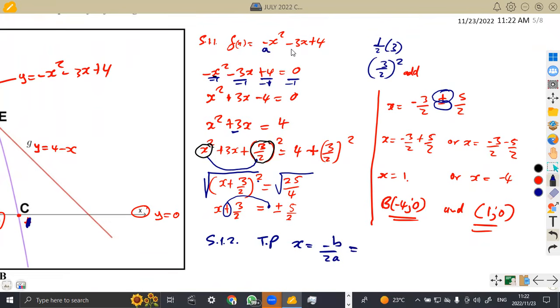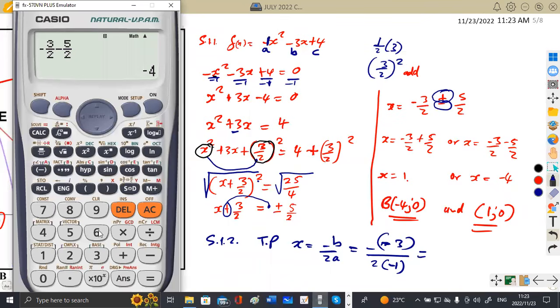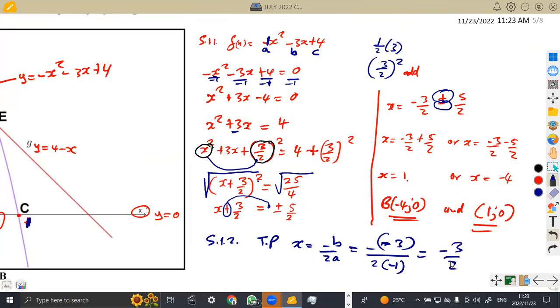Okay, 5.12. Knowing that at any turning point, x is equivalent to minus b over 2a, which is from this question, this is your A, your B, your C. So minus B, that's -3 over 2A, which is 2 times -1. Remember, our A is the same as -1. Okay, so we can simplify to find the value of x. We can have our fraction first here: negative in bracket -3 over 2 by -1. Your calculator is good at simplifying all these values. So you're going to obtain -3 over 2.